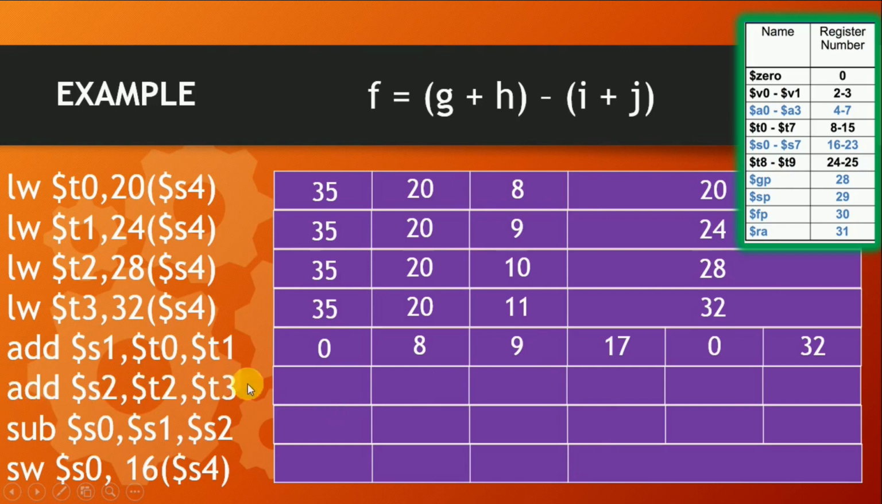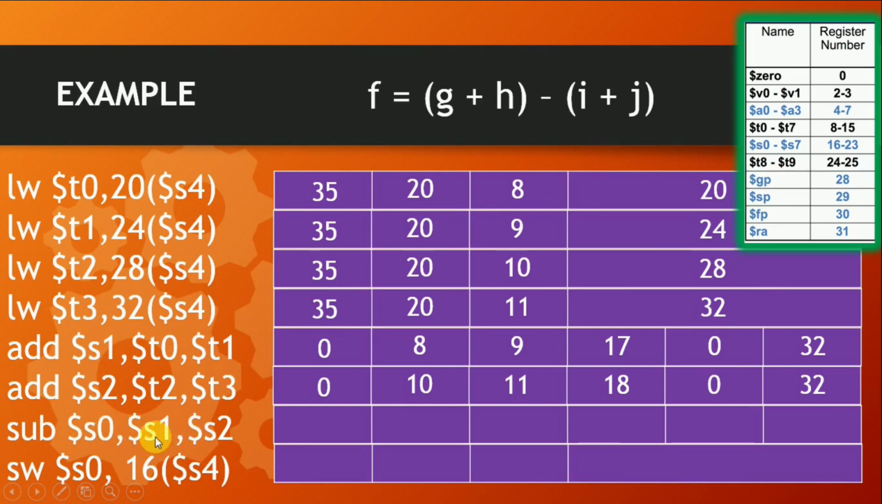Again addition, so opcode value 0, function value 32. I have the source registers as T2 and T3, so 10 and 11. Destination is S2, S2 is 18, there is no shift amount, so 0.